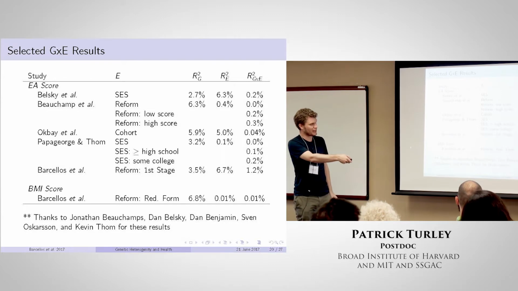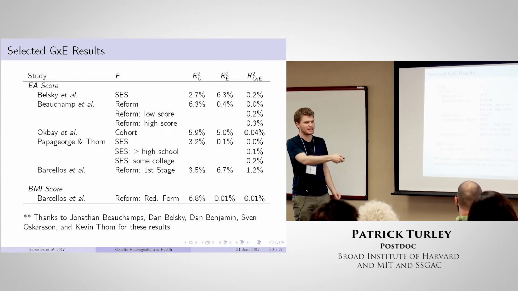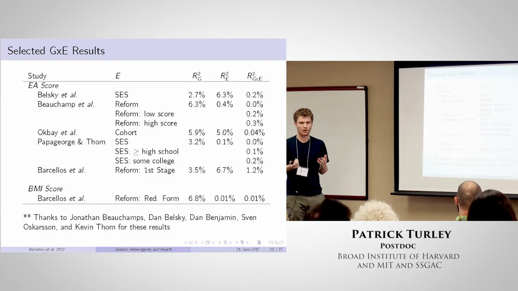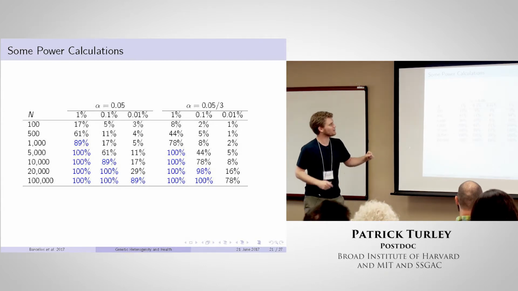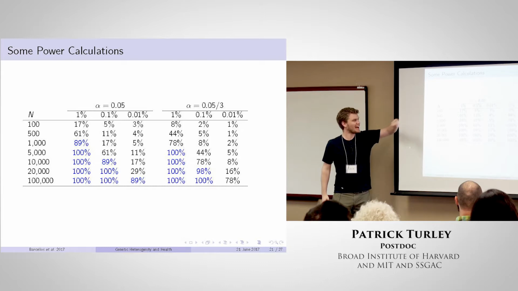You can see this number here corresponds to kind of where we are. Our G by E, given the current estimated effect size, has an R squared of 0.01%. It's very, very small, which means we're going to need really large samples. How large? Well, we can pull out our power calculator and work this out.